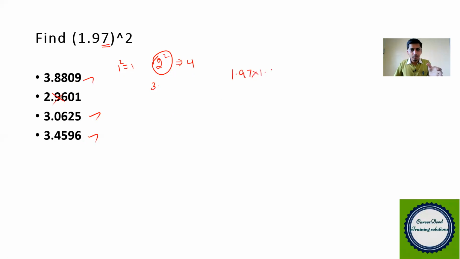Now 1.97 into 1.97. When you multiply this number, what could be the unit digit? 7 into 7, 49. So definitely the last digit will be 9 only, right? So you don't need to look at these two options because the last digit is 5 and 6 here. By looking at the last digit itself, you can come to a conclusion. This will be 3.8809, right? Hope you understood how to solve the problem.